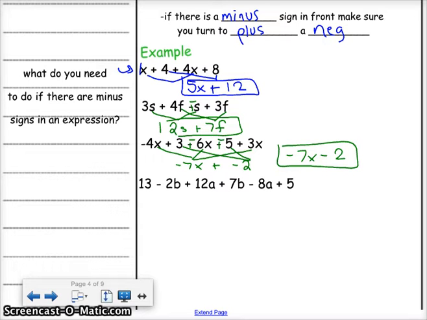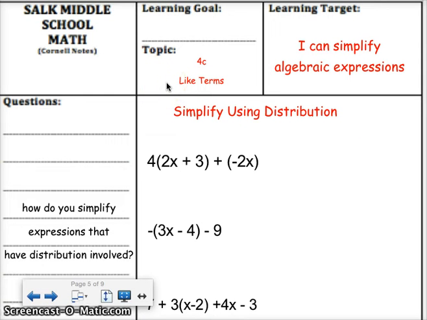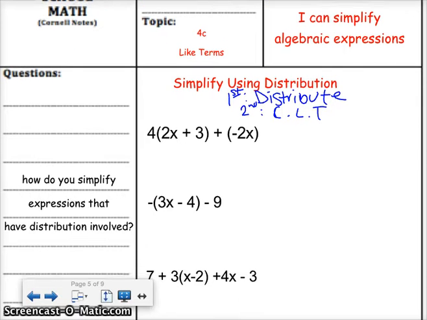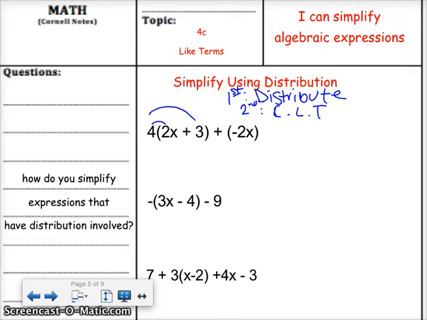All right, we can just go ahead and scoot to that next page. Okay, next application is to apply combining like terms with the distributive property. The most important thing to do is to distribute. That's always what you do first. So the first thing you do is distribute, and then second, combine like terms, CLT. All right, so first example, I'm going to distribute my 4 to just the first set of parentheses because that's all it's sticking to.